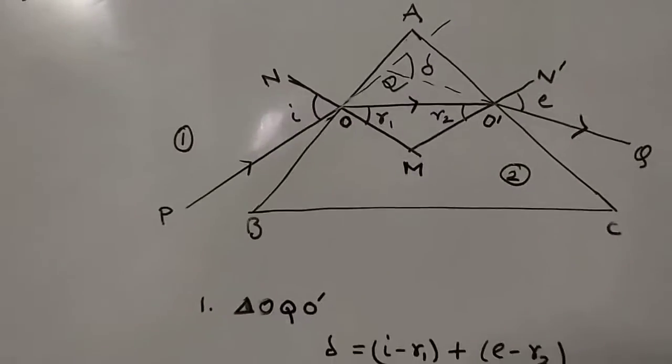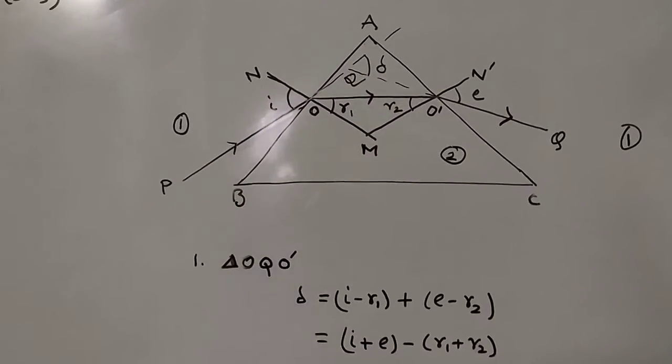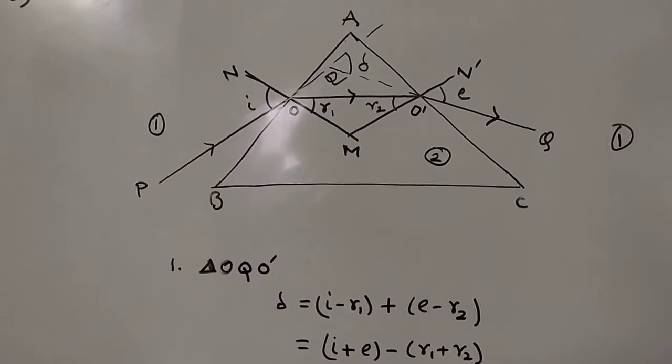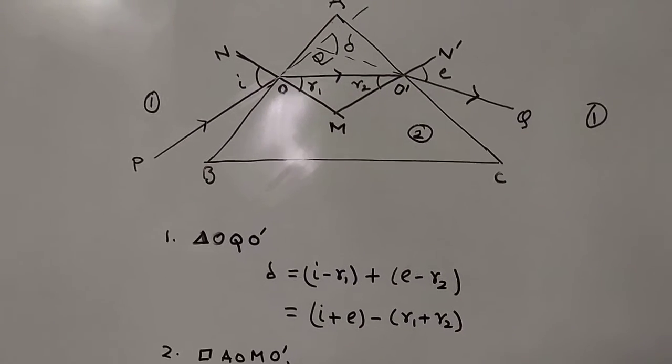So it becomes clear if you see the diagram. So check out the diagram. This is very simple geometry. Then we have separated the terms: I plus E minus R1 plus R2.